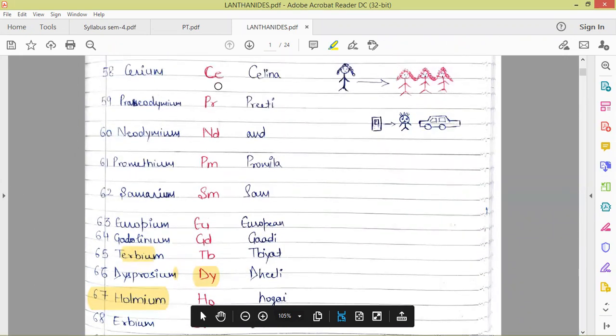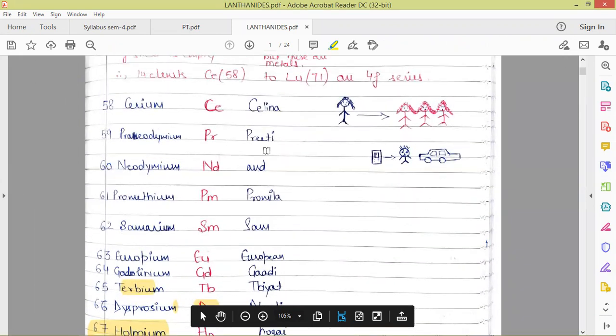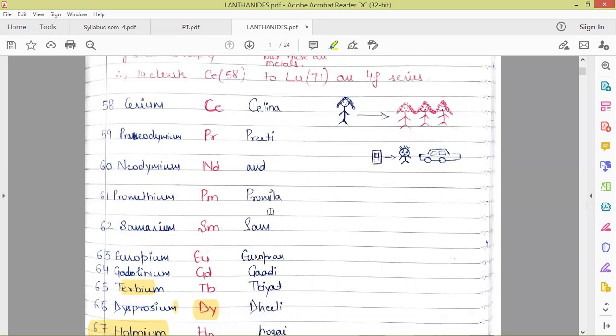These are the symbols for these, and here I have tried to create a mnemonic for this. So firstly, you have to visualize three girls.